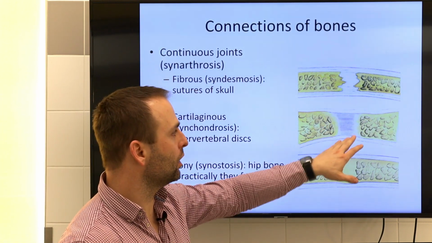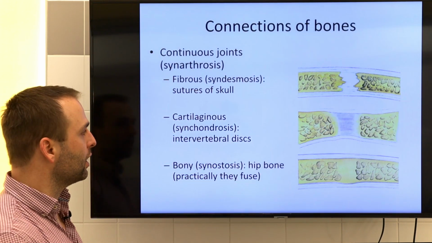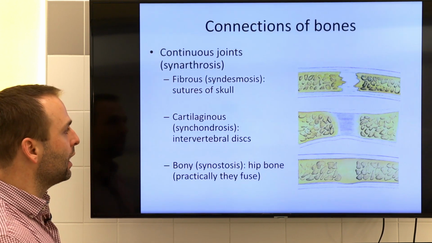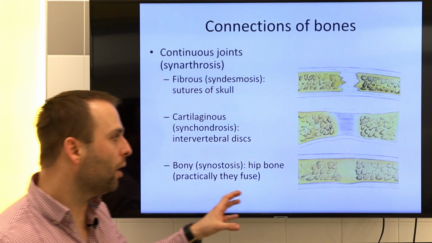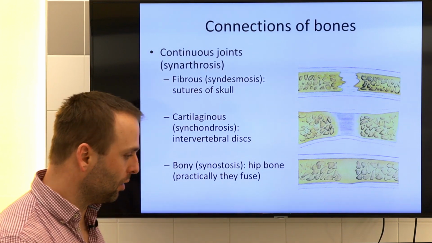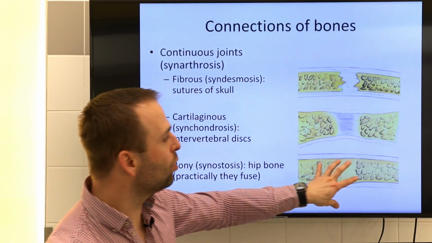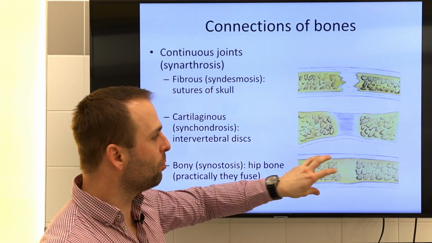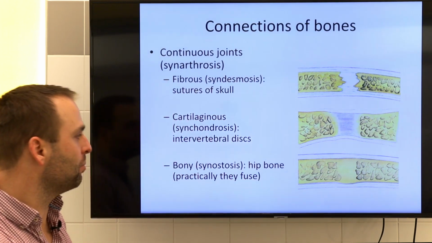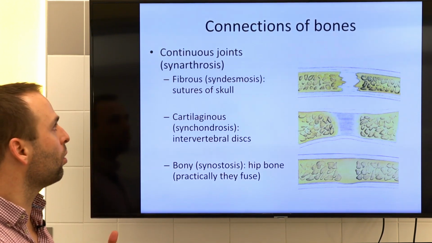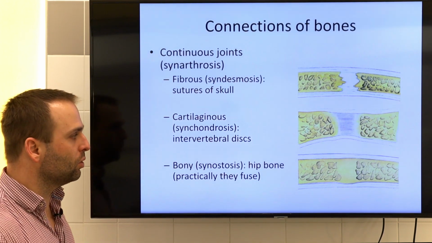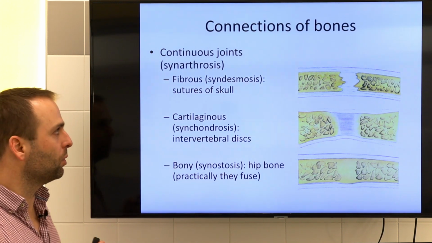If it is cartilage, so the tissue filling the gap between the bones entirely, then that's synchondrosis, cartilaginous joint. Or it's kind of a special case where 2 separately developing bones fuse together and basically they unite, then that is called synostosis or bony joint. A good example for that is the hip bone.